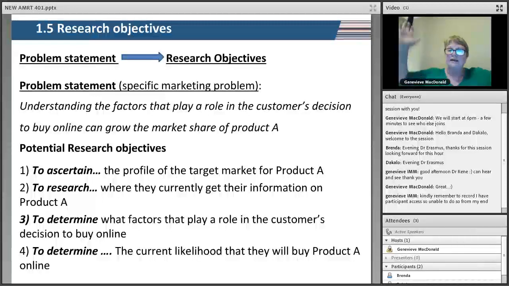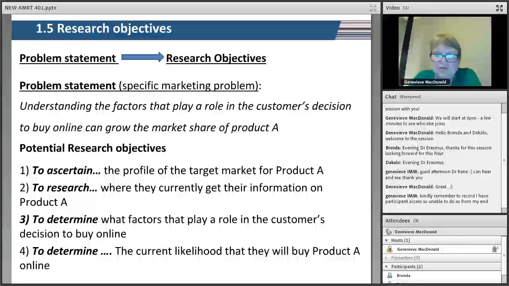You know that buying funnel, that I have to know who they are and whether they are actually aware of this product. To determine what factors play a role in their decision to buy online, the current likelihood that they will buy product A online. So if you look at these four research objectives, do you think they're doable?